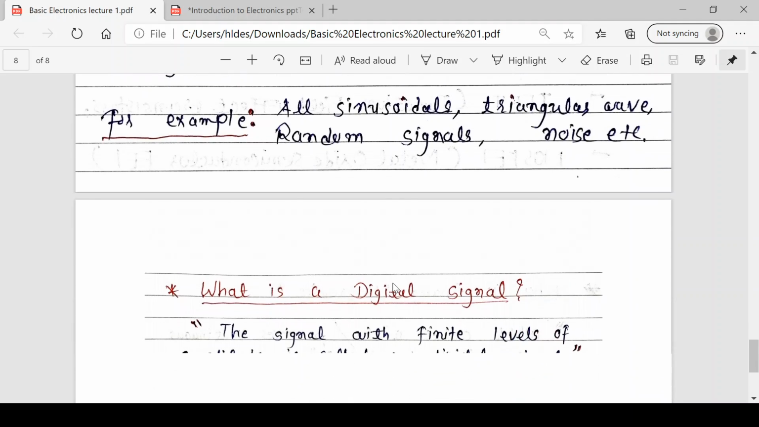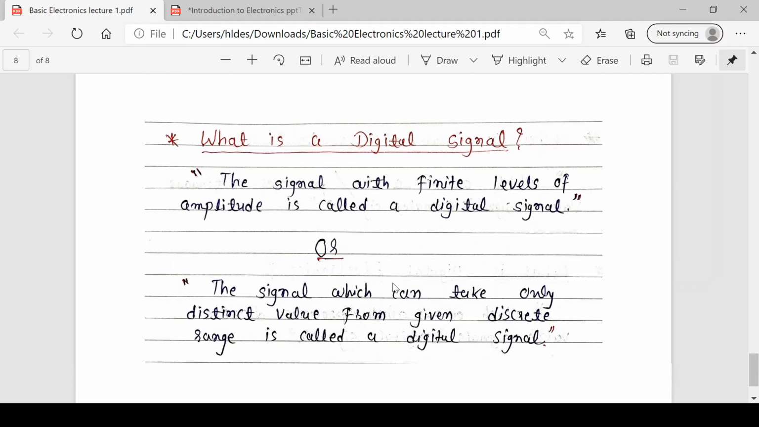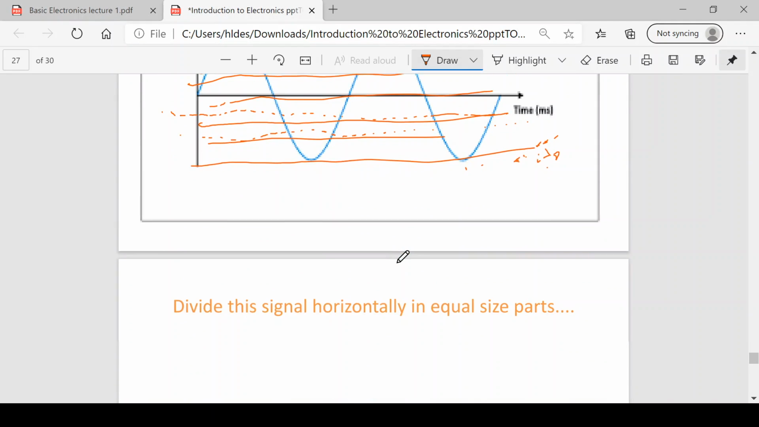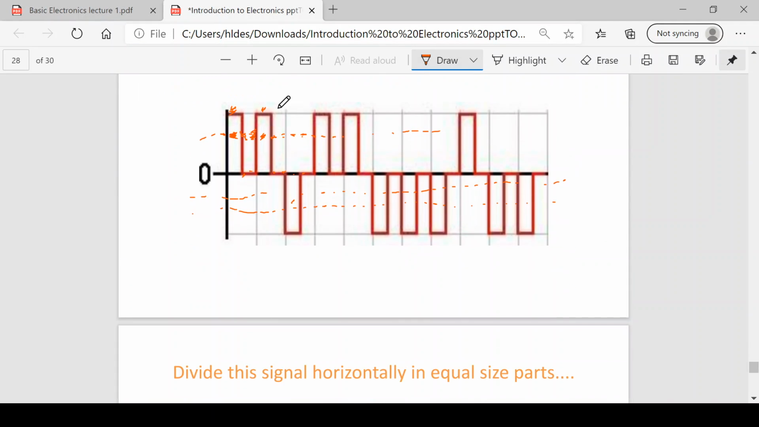Now let's define a digital signal. The signal with finite levels of amplitude is called a digital signal, as you found in this square wave. It has got only two levels, high and low. So that's why it is digital.